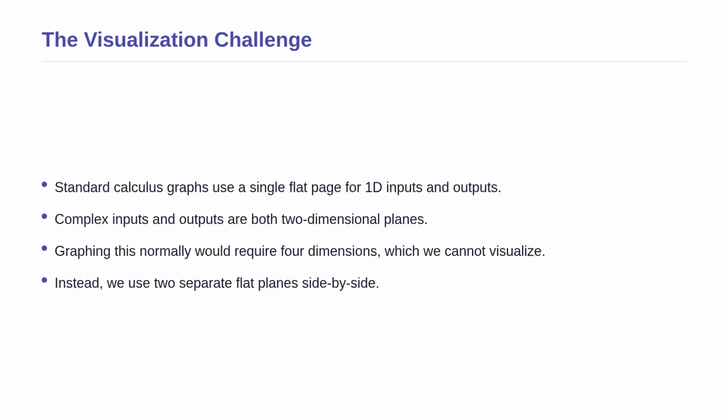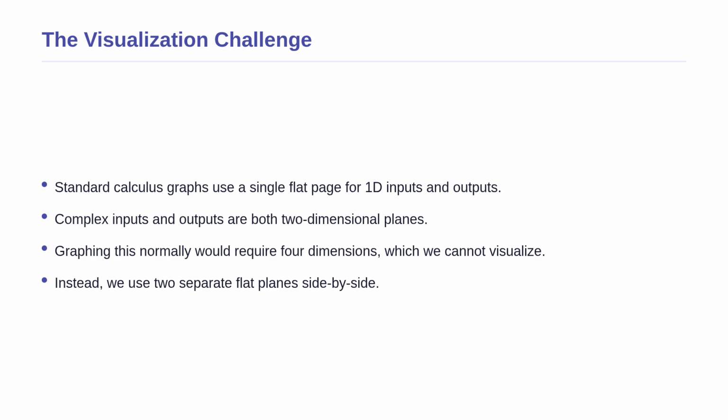To understand why complex mappings matter, we first have to look at how we visualize math. In standard calculus, you graph a function on a single flat page because the input is a one-dimensional line and the output is a one-dimensional line. But in complex analysis, our input is already a two-dimensional plane and our output is another two-dimensional plane. To graph this normally, we would need four dimensions, which our human brains simply cannot visualize.